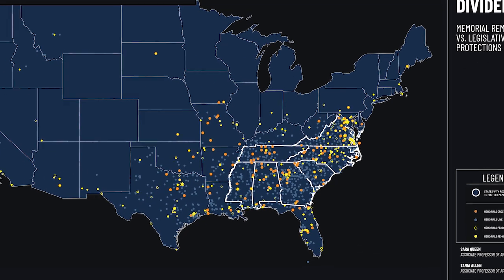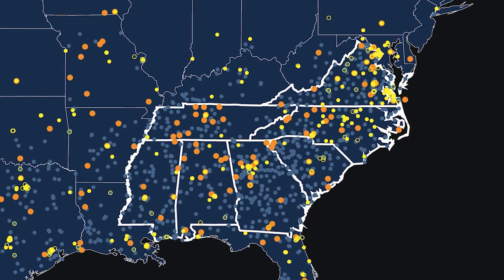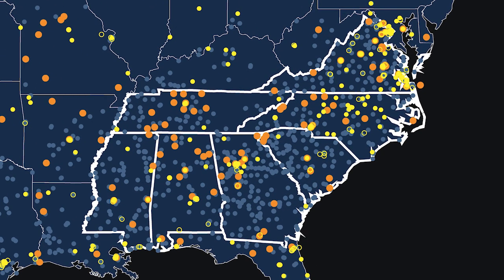It also calls out the location of removed monuments in yellow and highlights the 7 states which have passed state-level legislation to protect memorials over the last decade. This map exposes the heated political debate happening throughout the South to preserve versus remove the remaining Confederate memorials.